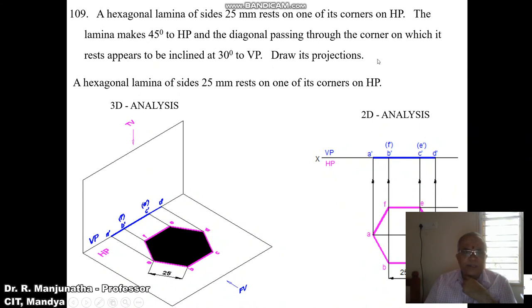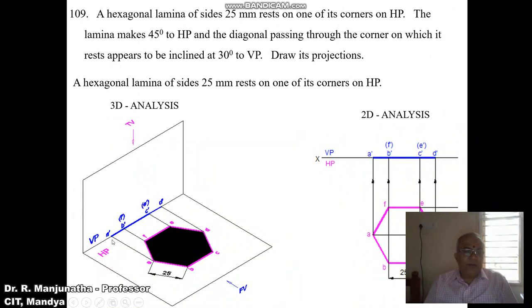Draw its projections. So he says resting on corner, and the surface makes an angle of 45 degrees to HP. As the surface inclination is given, that is the lamina makes 45 degrees to HP, means the surface of the lamina makes 45 degrees to HP. Since the inclination is given with respect to HP, obviously we have to start the problem from HP. Since he says a corner, two of the sides have to be parallel to VP, then only the end to end will have the corner.